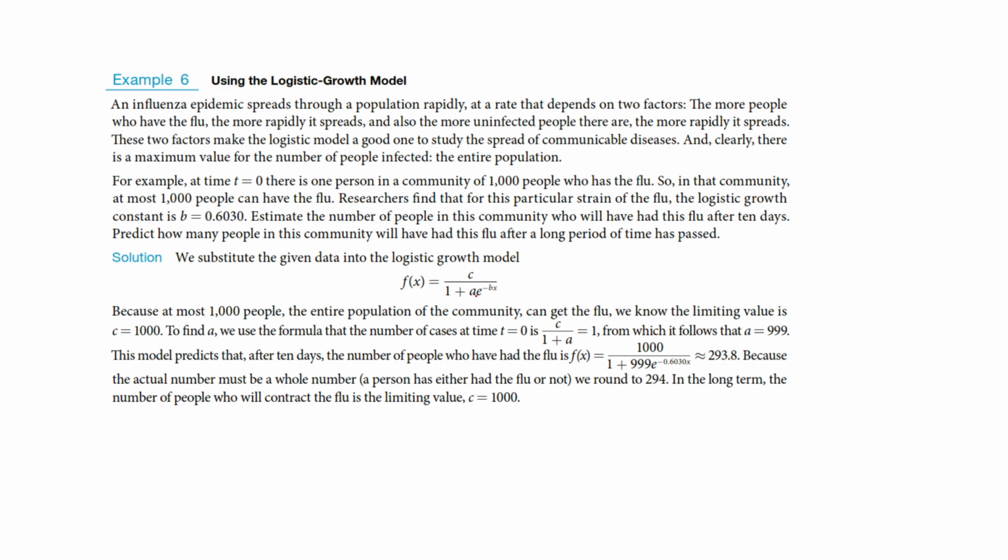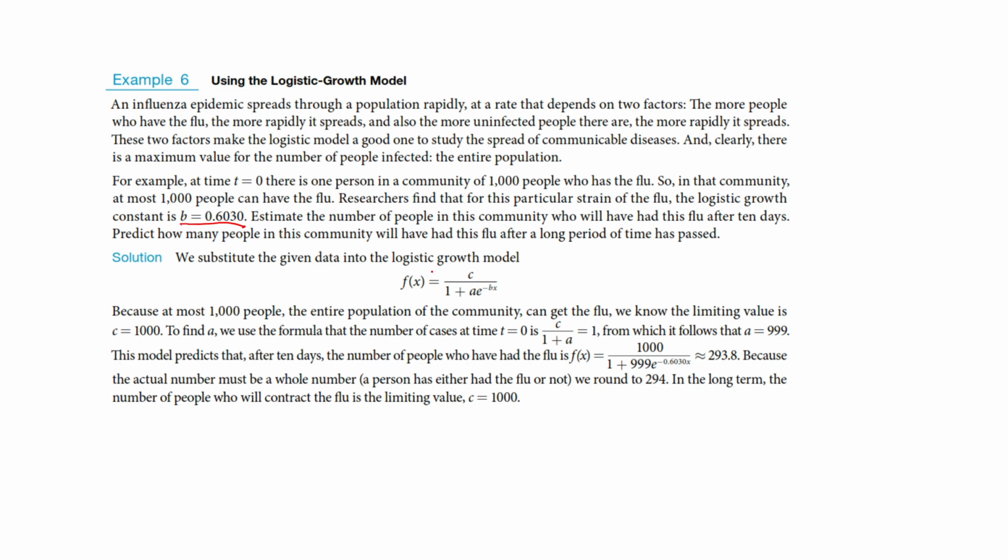Now, C then is that limiting value. So I've got my 1,000 in there. What else do I got here? Okay, so we've got the growth rate for this strand of flu is 0.6030. So I've got that rate of growth. All we're missing is the value of A. And I think the story is telling us, yeah, at the beginning there's one person who has the flu.